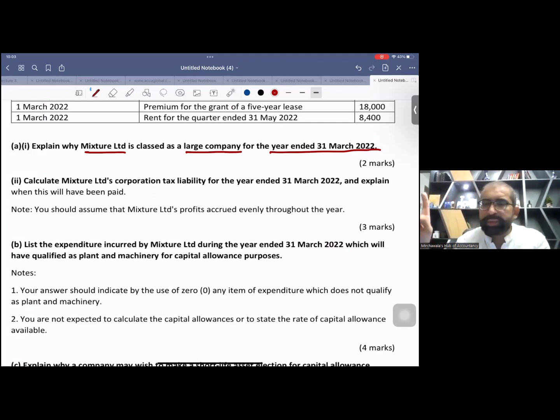They are not talking about installments. They are just saying it's large or small. Yes, large. Why large? Because the augmented profits are greater than the limits. Very simple.